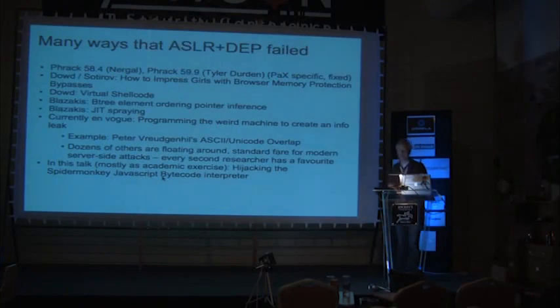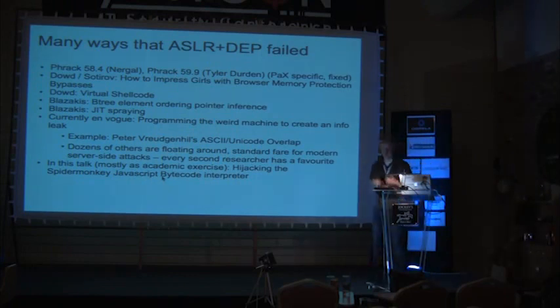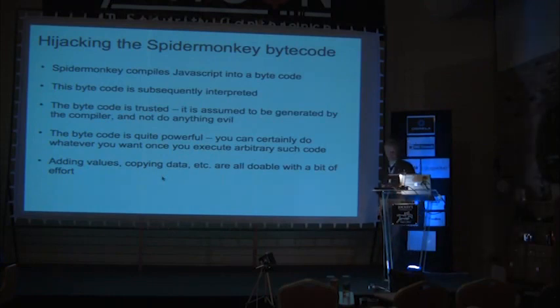Now, there's many, many ways that ASLR and DEP failed. I won't even get into all of them. There are various Phrack articles, Mark Dowd did some work, Sotirov did some work, Tyler Durden, Nergal, just tons of them. So what I'll do in this following bit of the talk is show one more example of bypassing ASLR and DEP, which is specific to the JavaScript bytecode interpreter SpiderMonkey, which is the default interpreter in Mozilla, but also the interpreter that Adobe Reader uses.